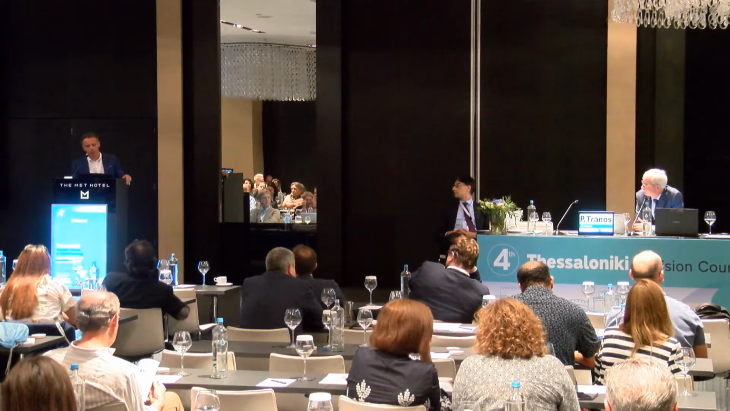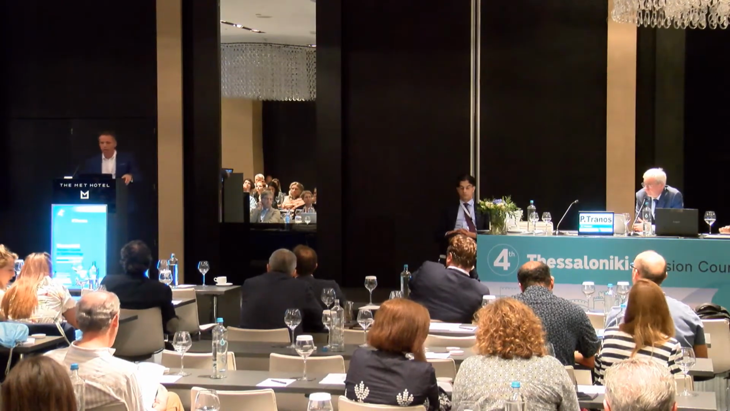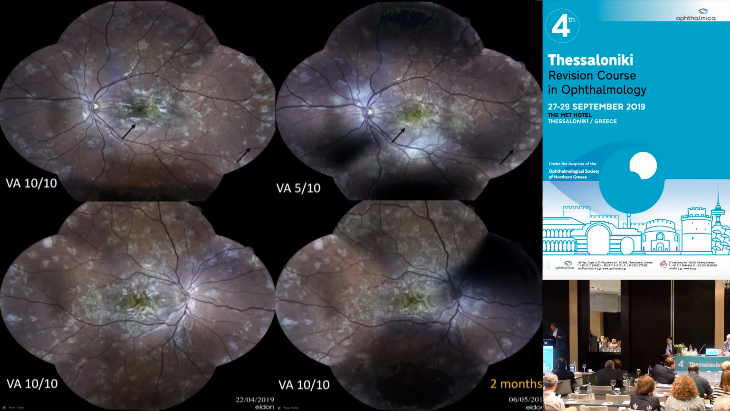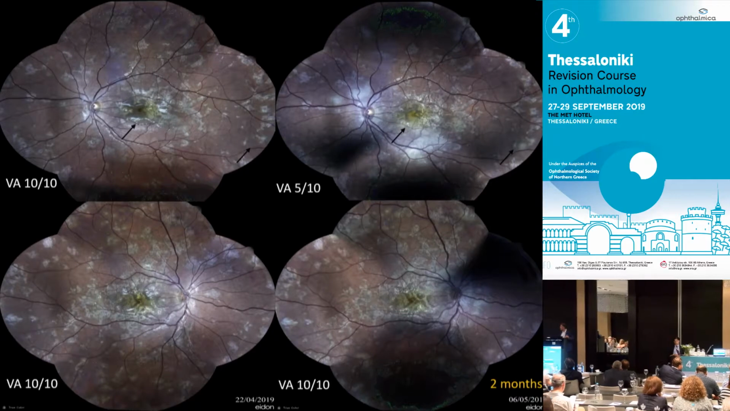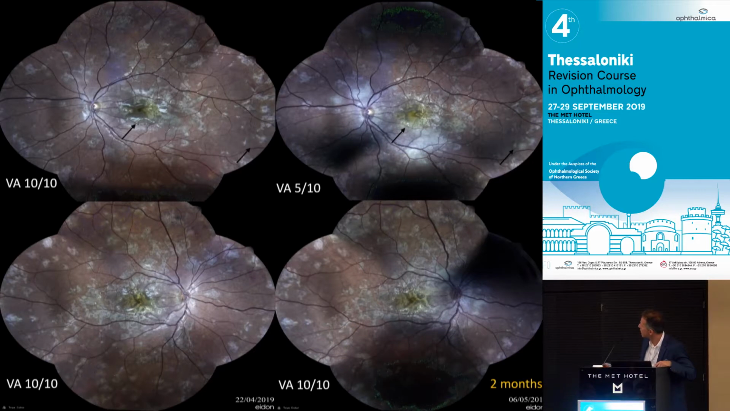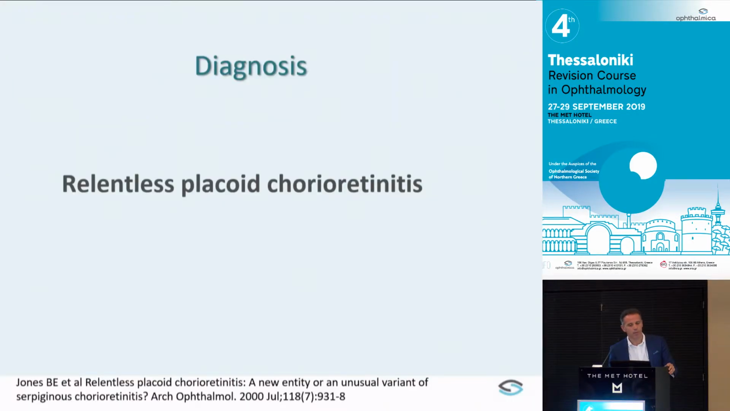Okay, so just for the sake of the history, this is 1 month later, and there are still new lesions developing. 1 month later, after we saw the patient, 2 months after the first presentation, there are still, from there to there, as you can see, new lesions. And I totally agree with Mark that this is probably AMPPE, but it's probably the worst end of the spectrum. I think this is probably relentless placoid choroiditis, which is a variation of AMPPE, really, isn't it? Probably an AMPPE variant, I would think. These are phenotypic descriptions.